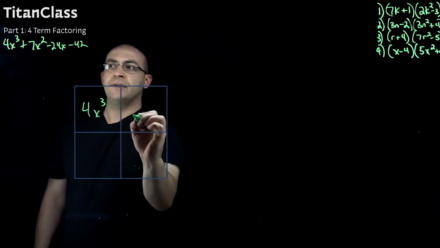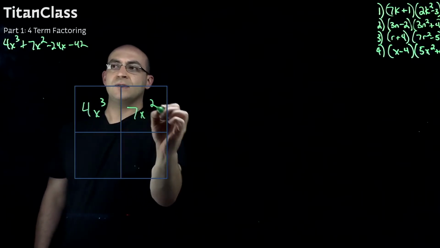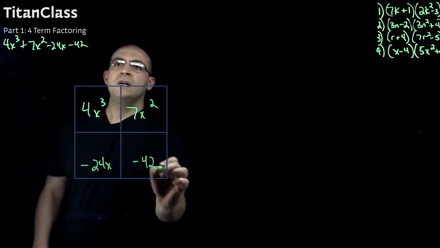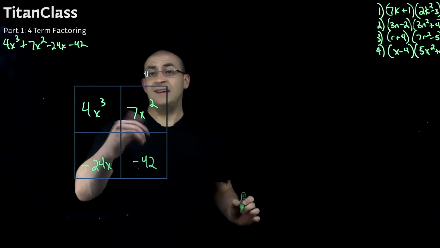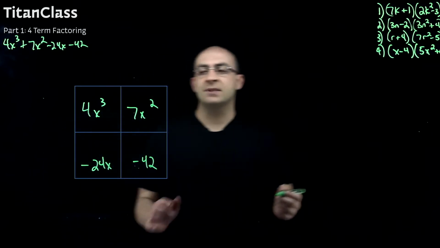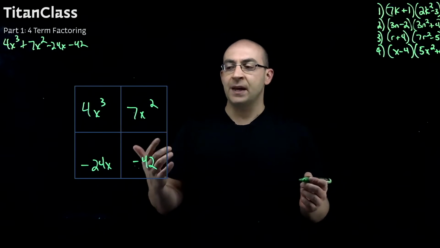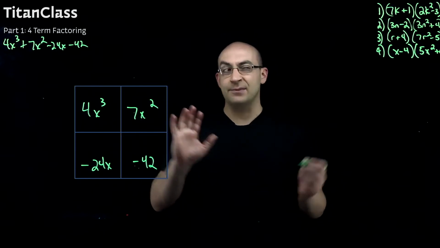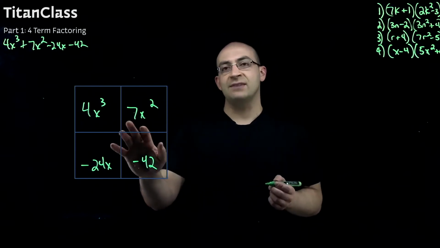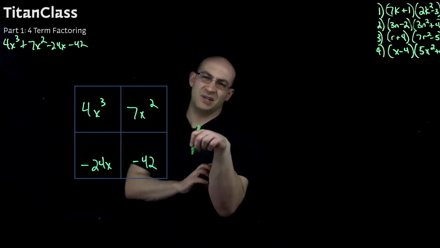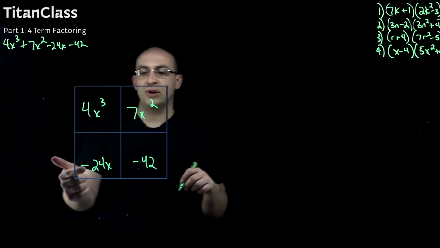4x to the 3rd, 7x squared, negative 24x, and negative 42. You could always put the plus signs in front if that makes it easier for you to remember. Sometimes if you forget to put the sign at all, you may think to yourself, is that supposed to be a negative? I don't usually like to do that, but sometimes you'll see me switch it up. I would just leave this as a 7x squared. Again, you could put the plus there if you wanted to, but that might seem like overkill. 4x to the 3rd and negative 24x.